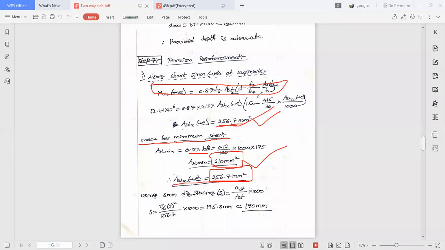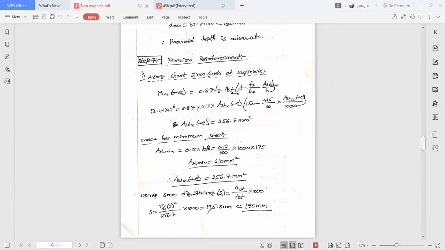And after knowing steel quantity, calculation of spacing. Once observe the formula. The formula for spacing is small ast by capital Ast into 1000. So for that, first of all, we have to assume which diameter of bar we have to use. I have used 8 mm. So pi by 4 into 8 square is small ast by capital Ast that we have determined, into 1000. So how much spacing we got? 195.8, which is rounded to 190 mm.